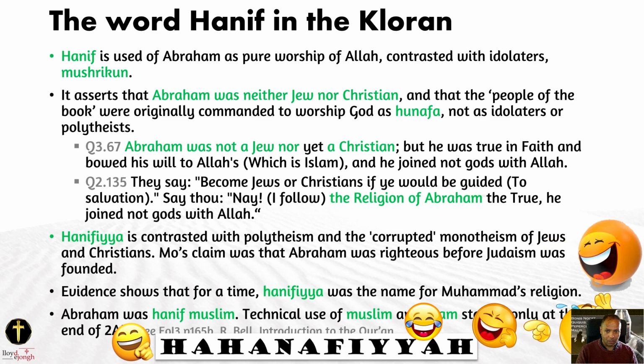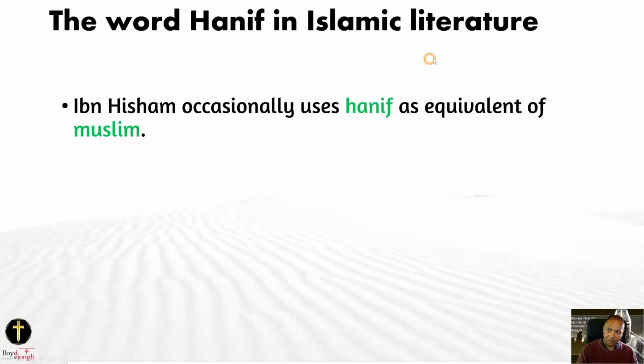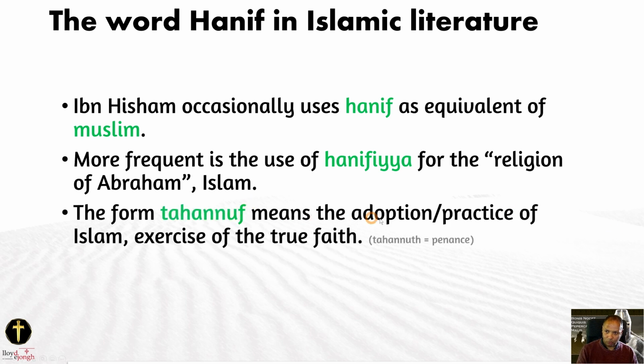But Muslims have quite literally chosen to call themselves pagans. That's the name that they've taken for themselves. And the word Hanif in Islamic literature, so Ibn Hisham, Ibn Ishaq, that's the Sirah, occasionally uses Hanif as the equivalent of Muslim. So pagans, Muslim, pagans, yeah. More frequent is the use of Hanafiya for the religion of Abraham. And again, they insist this is prior to his taking on the worship of Yahweh. The form Tahannuf means the adoption or the practices of Islam or the exercise of the true faith, and the word Tahannut means penance.